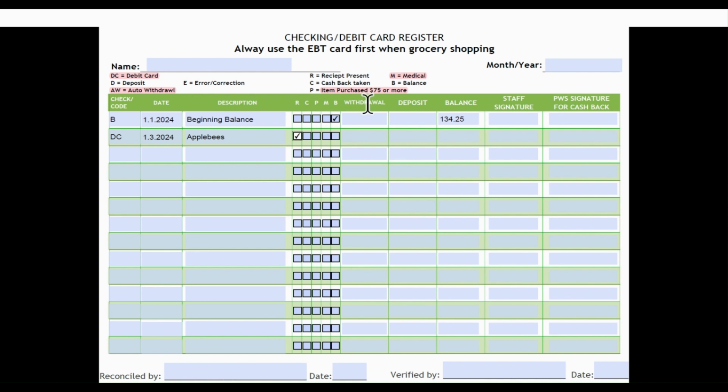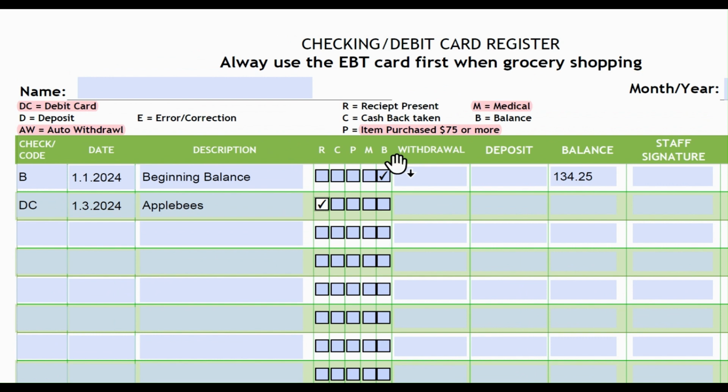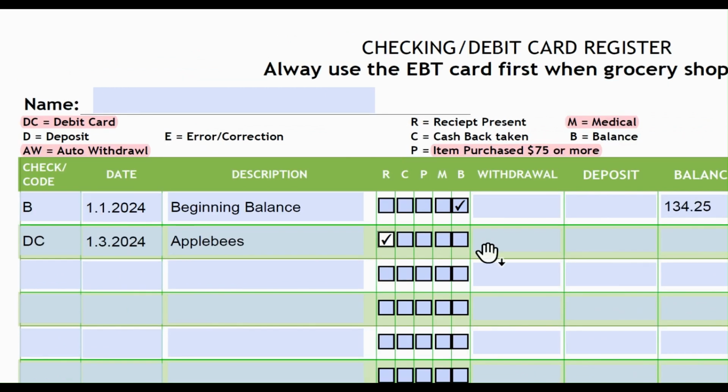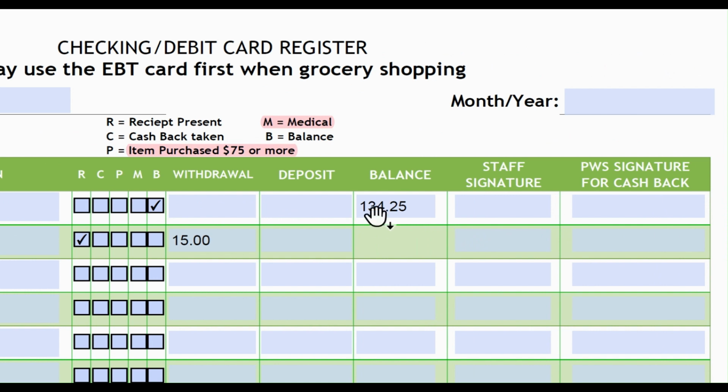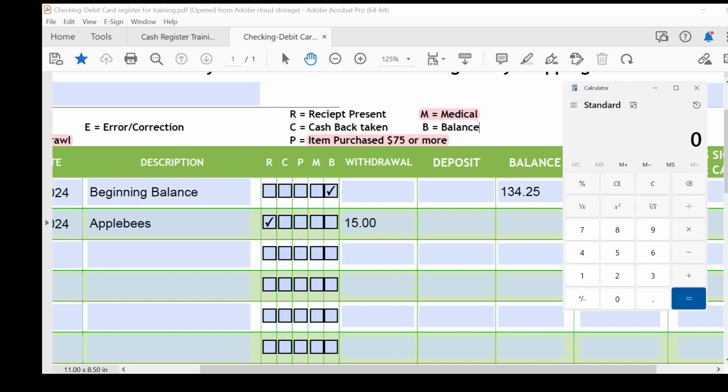And then let's just talk quickly about these two columns, the withdrawal column and the deposit column. So if you went out to dinner at Applebee's, which column would that go in? That would be a withdrawal. So 15, let's say it's 15 even. And then we have to update the balance. So that's going to be 134 minus 15. Get out your calculator.